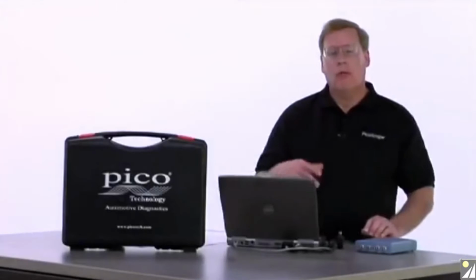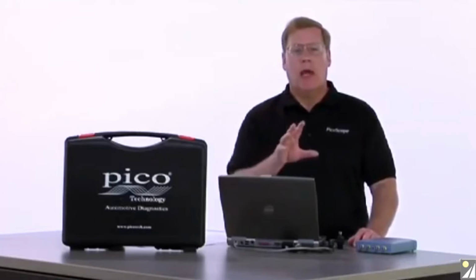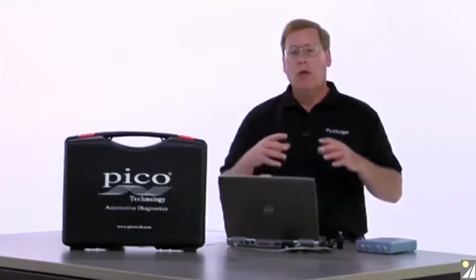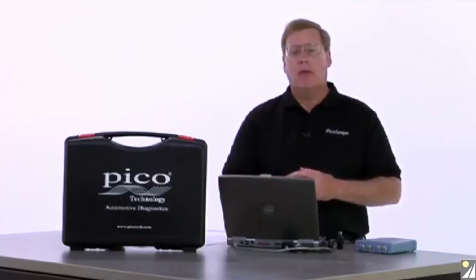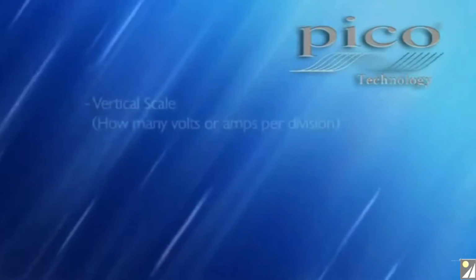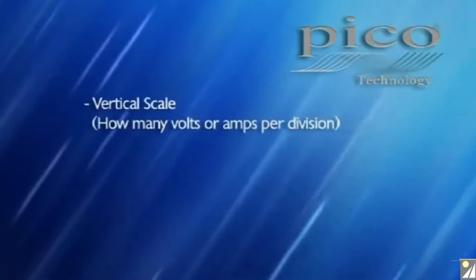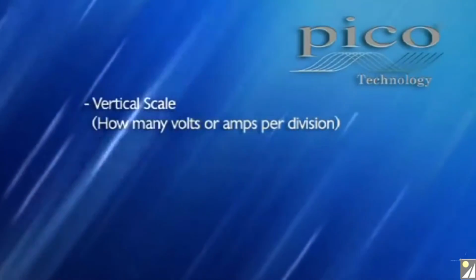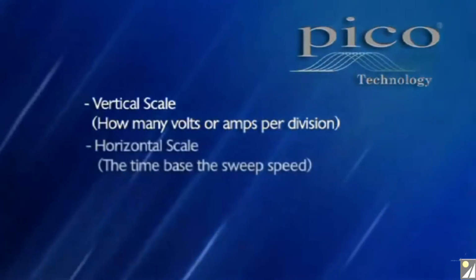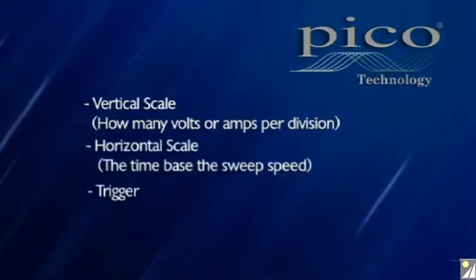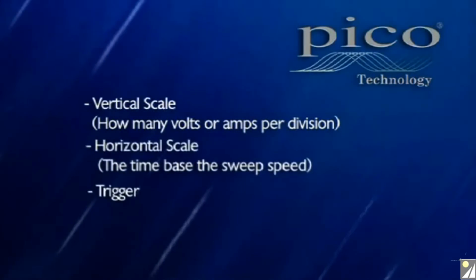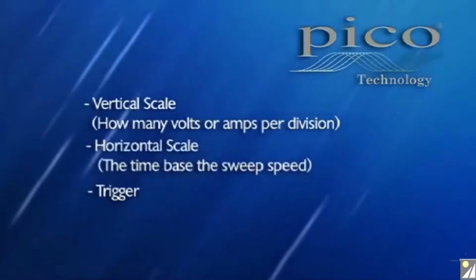Now, normally, when we're setting up a lab scope to diagnose a system on a vehicle, usually the three things we're concerned with are the vertical scale, how many volts or maybe how many amps per division, our horizontal scale, the time base or sweep speed, and trigger. So right now, I want to show you those three commonly used functions.